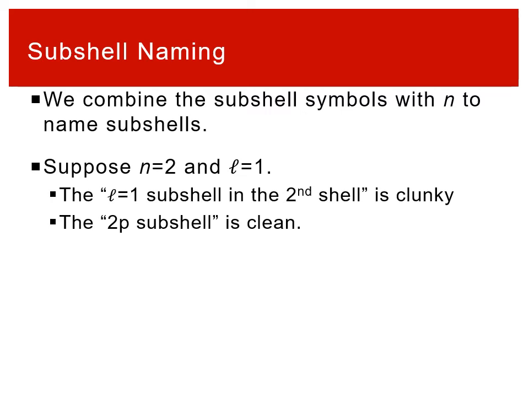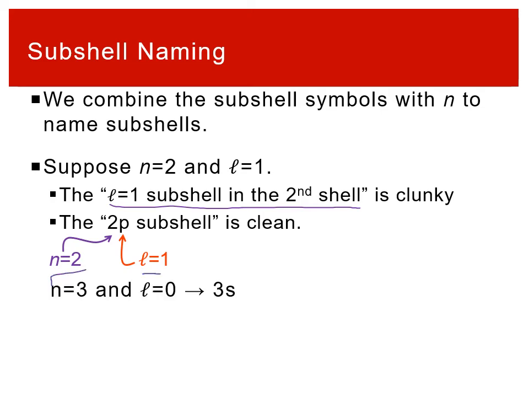So 2p subshell: the 2 in front means you're in the second shell. You know that n equals 2. p always means L equals 1. So you put them together. You've basically combined this whole long statement into just n equals 2, L equals 1, 2p. Okay? If say n is equal to 3 and L equals 0, we'd call that 3s. Or n equals 3 and L equals 1, we call 3p. Right? So we can go through these sorts of analyses.